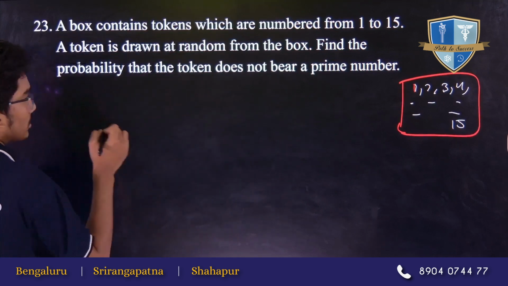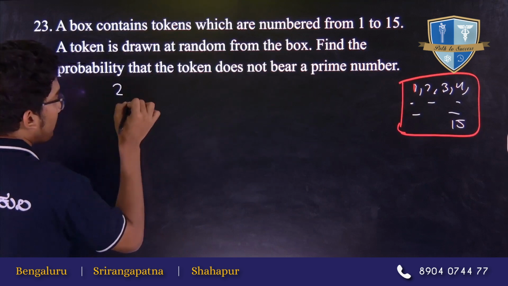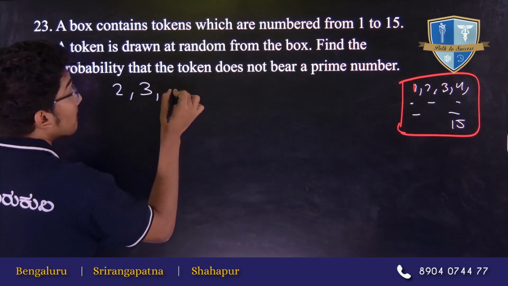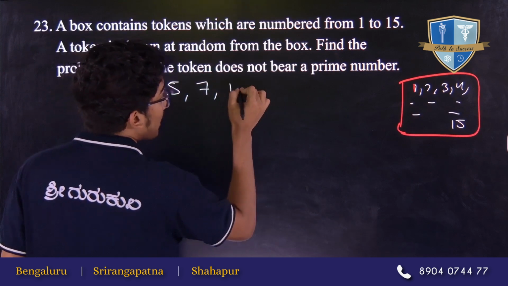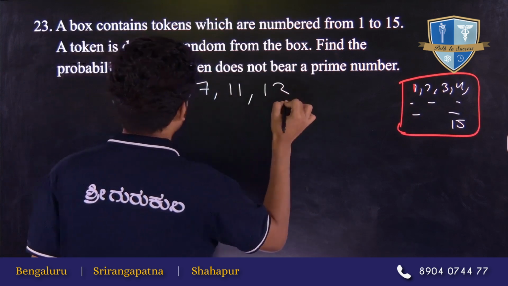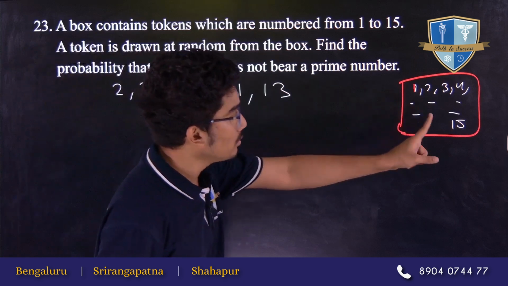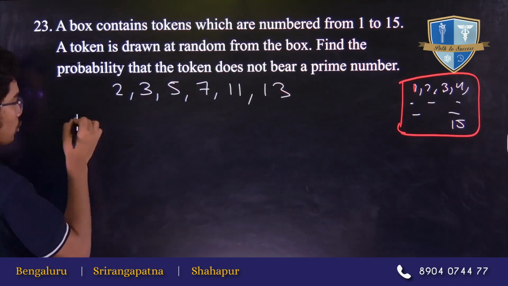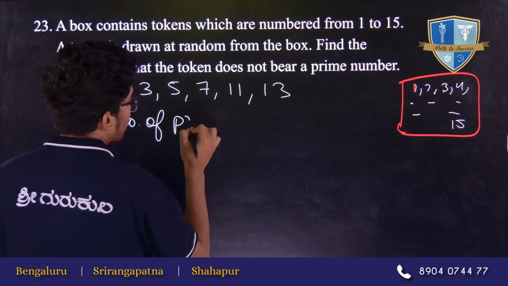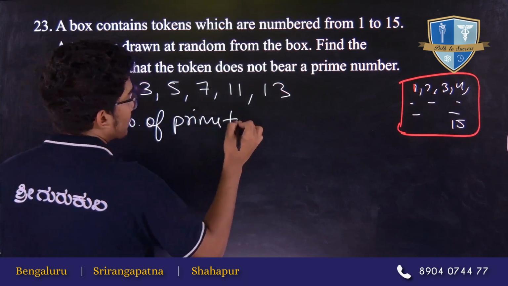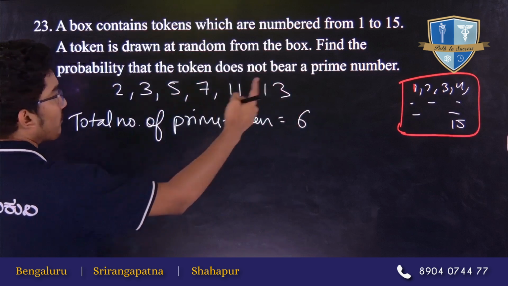So in 1 to 15, how many prime numbers are there? So 2 is a prime number, 3 is a prime number, 5 is a prime number, 7 is a prime number, then 11 and then 13. Correct? There are 6 prime numbers between 1 to 15. So total number of prime tokens is equal to 6. See, 1, 2, 3, 4, 5, 6.